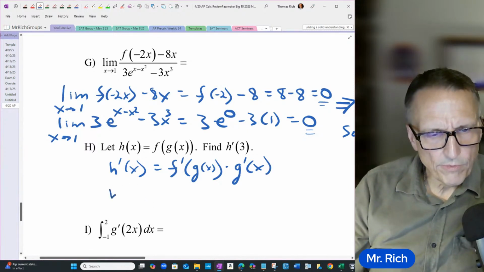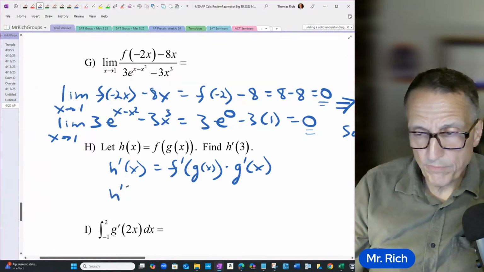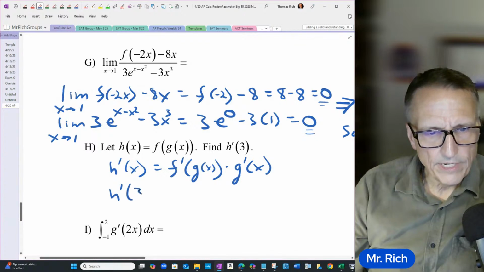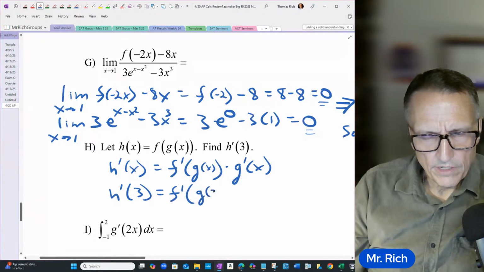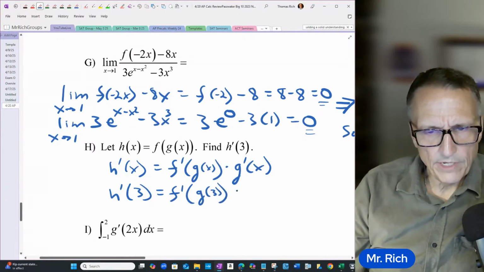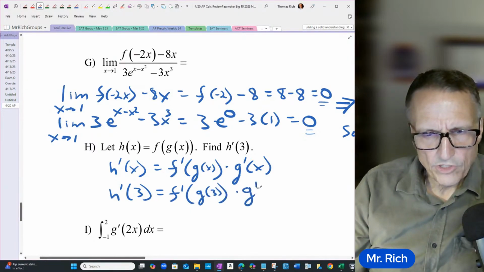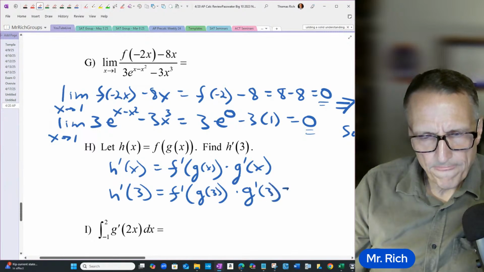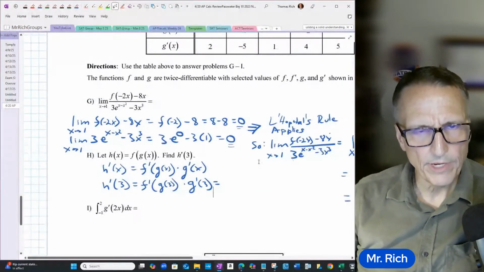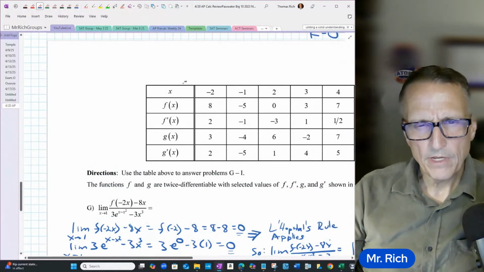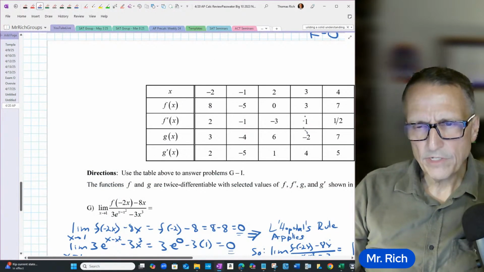So pretty straightforward problem. H prime of 3 is going to be f prime of g of 3 times g prime of 3. And then we have to go get some values. So we've got to go get g of 3. G of 3 is negative 2.